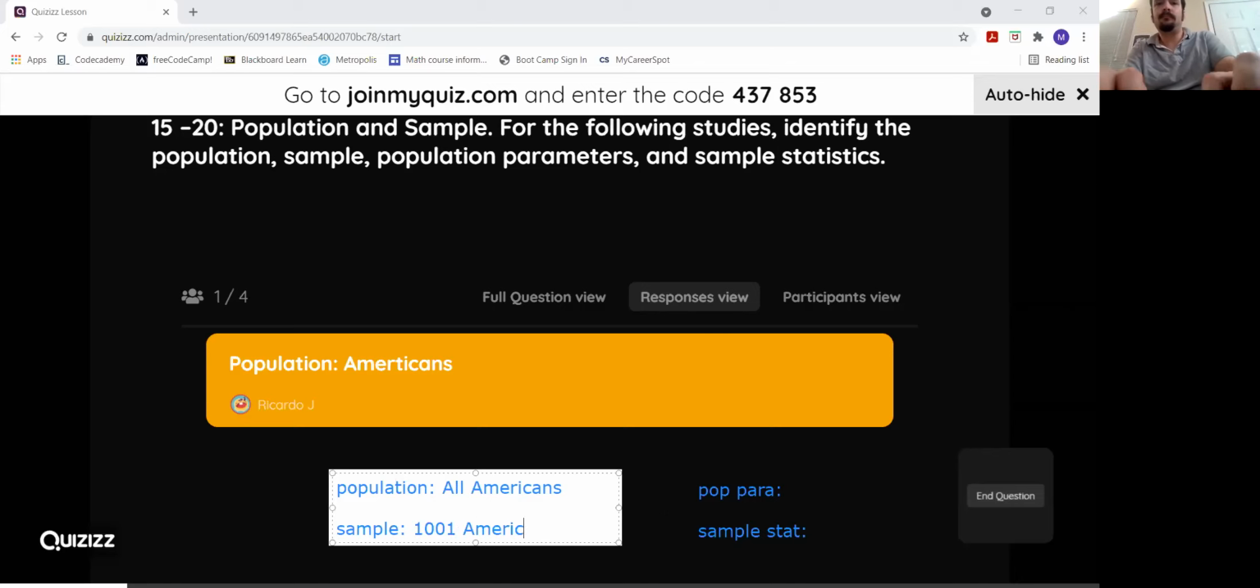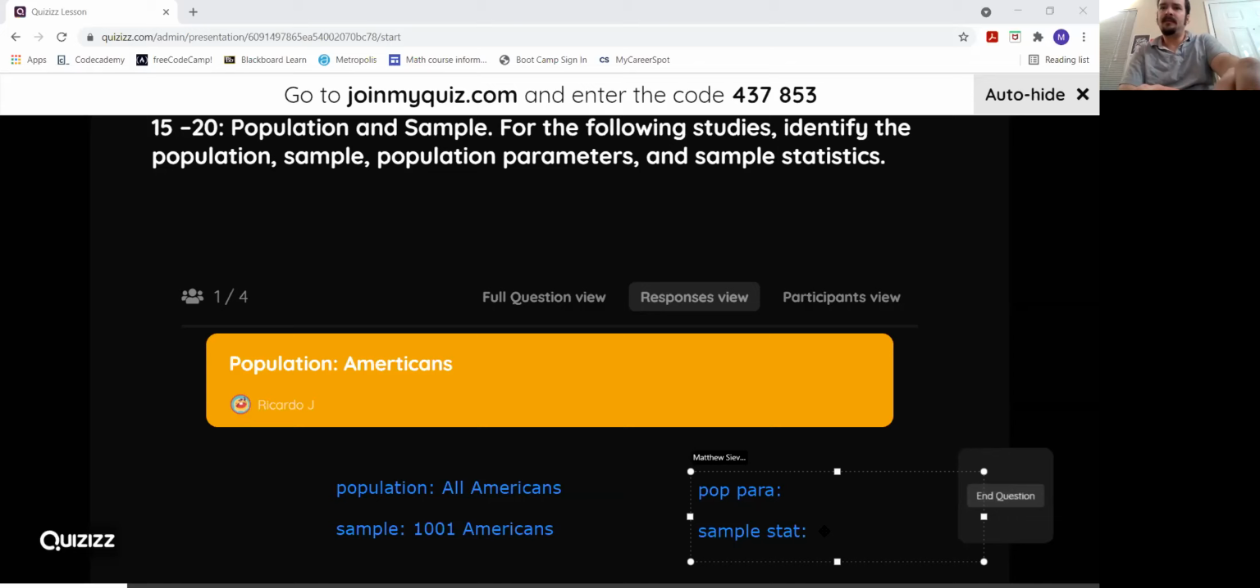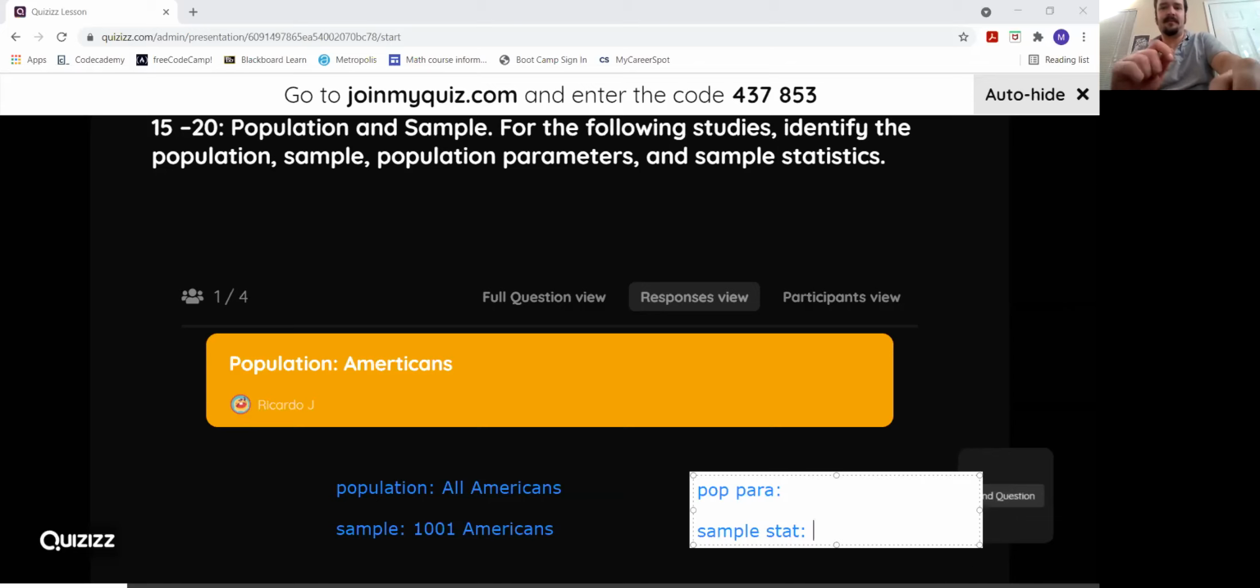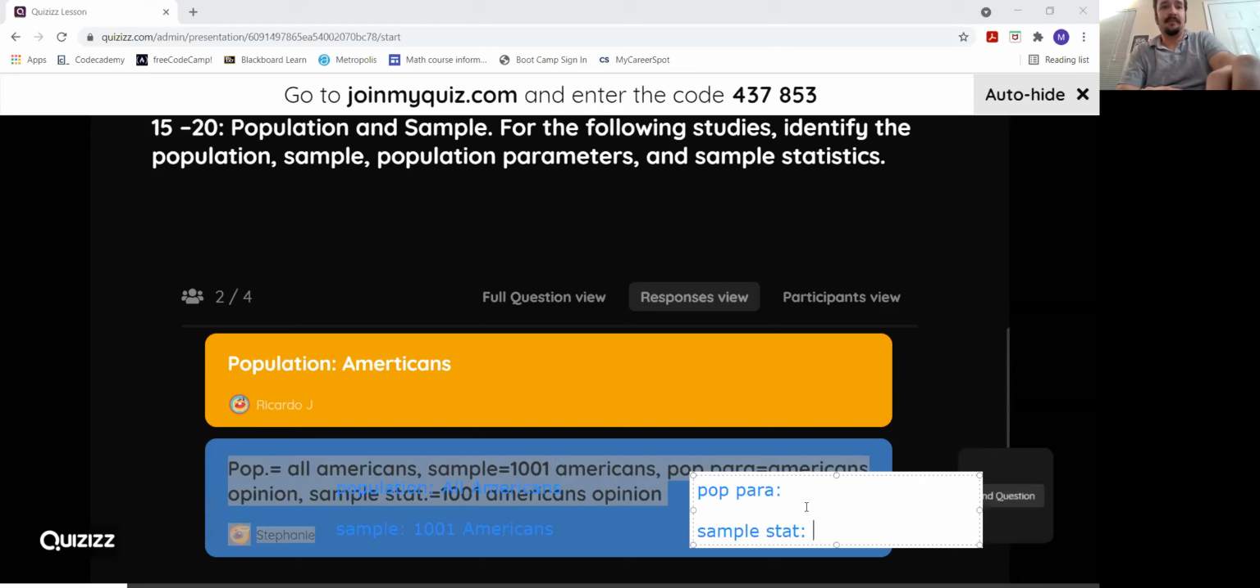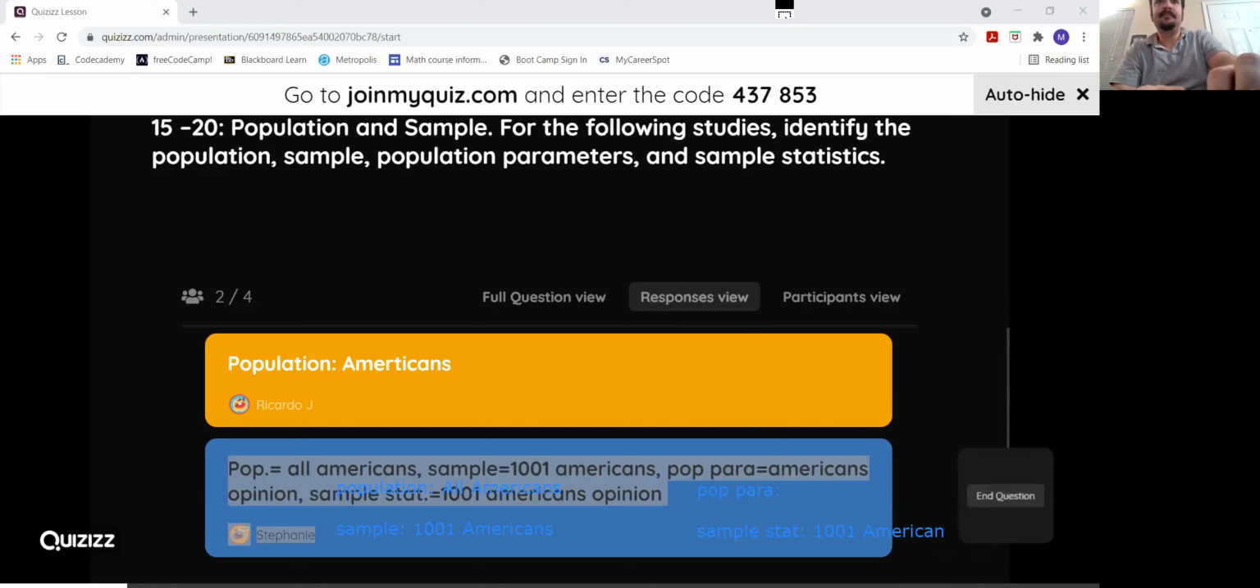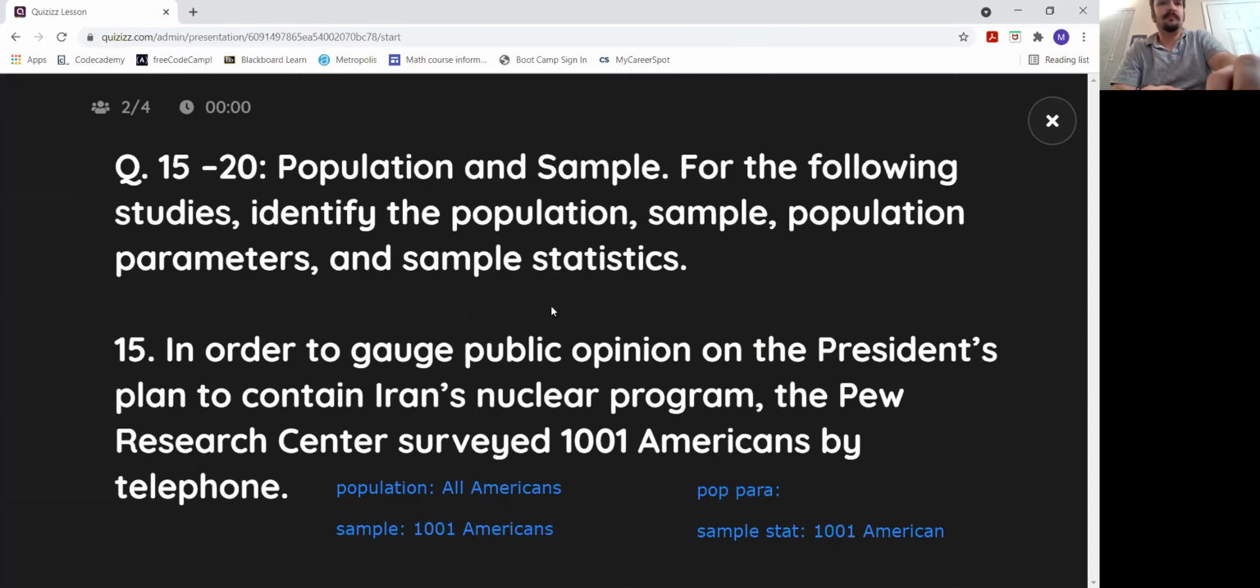Mm-hmm. Okay. I feel like maybe the sample stat is a smarter thing to answer first. So what's my sample statistic then? Population, American opinion. Sample stat is the 1,001 opinions. Yep. So my sample stat is 1,001 American opinions on the president. What did they say? His opinion on Iran's nuclear program, or the president's plan to contain nuclear program.